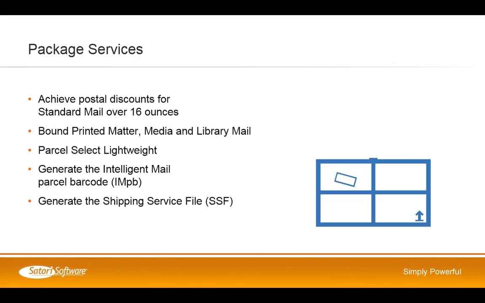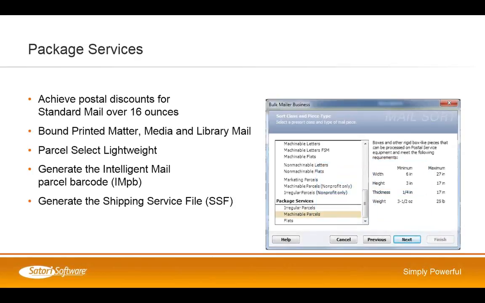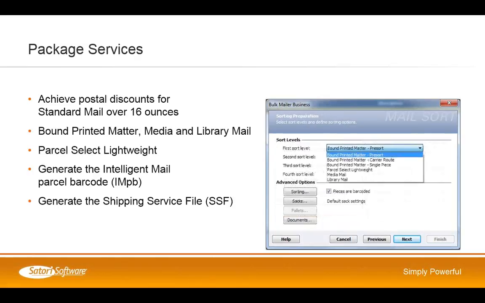We do offer with our package services the ability to generate the Intelligent Mail Parcel Barcode, the IMPB, and the shipping services file, which is the equivalent to a mail.dat file for a parcel. So to access this, you would select the package services sort class there, and then you would select which type of mail in the sort level. So whether you're doing bound printed matter, Parcel Select Lightweight, media mail, or library mail.